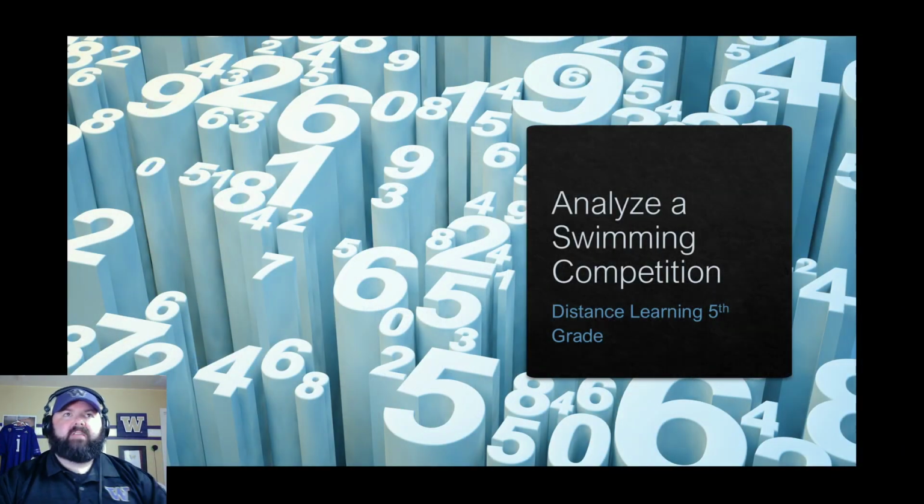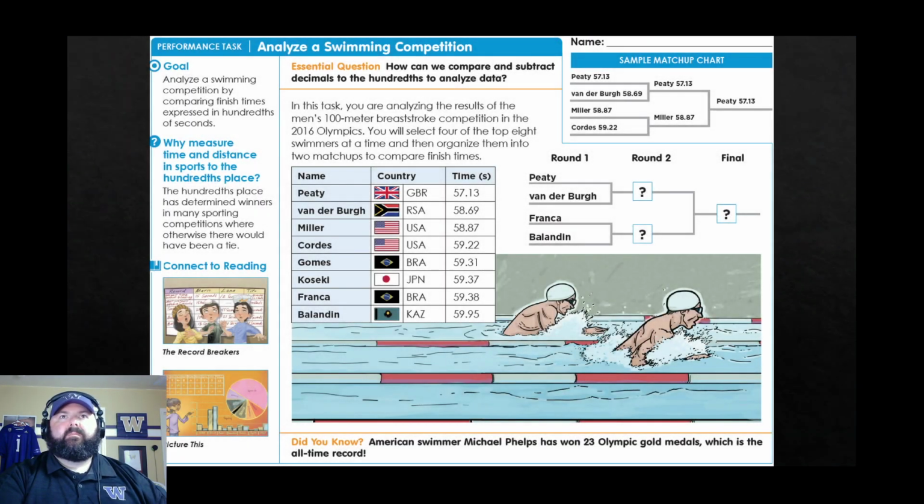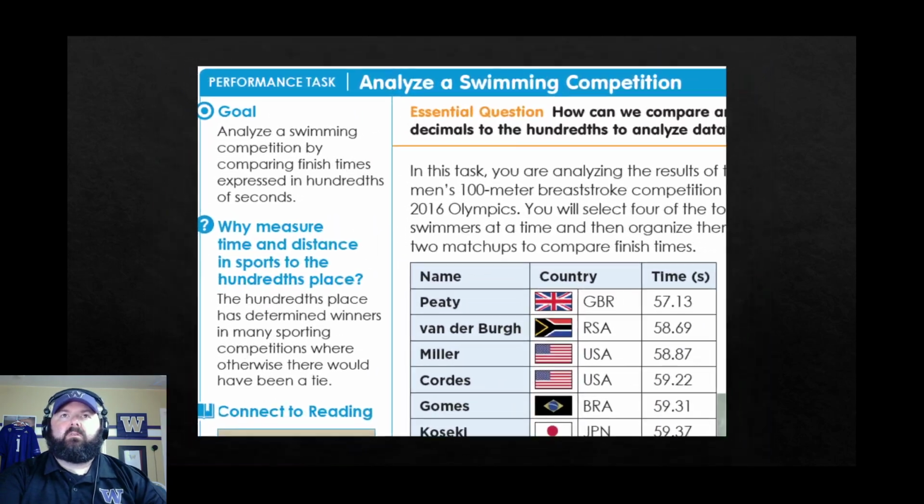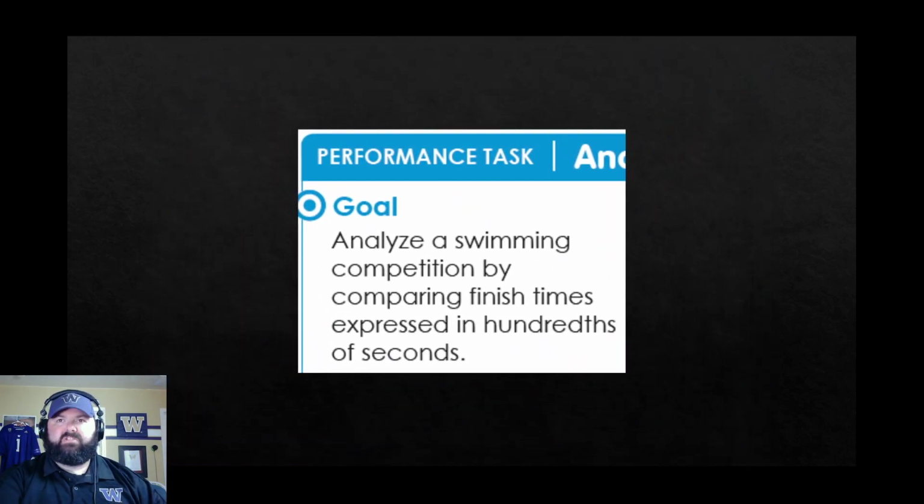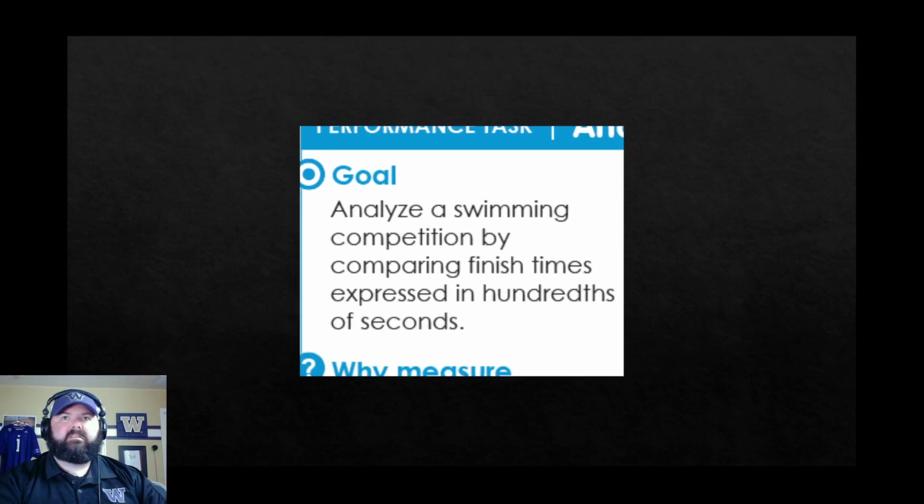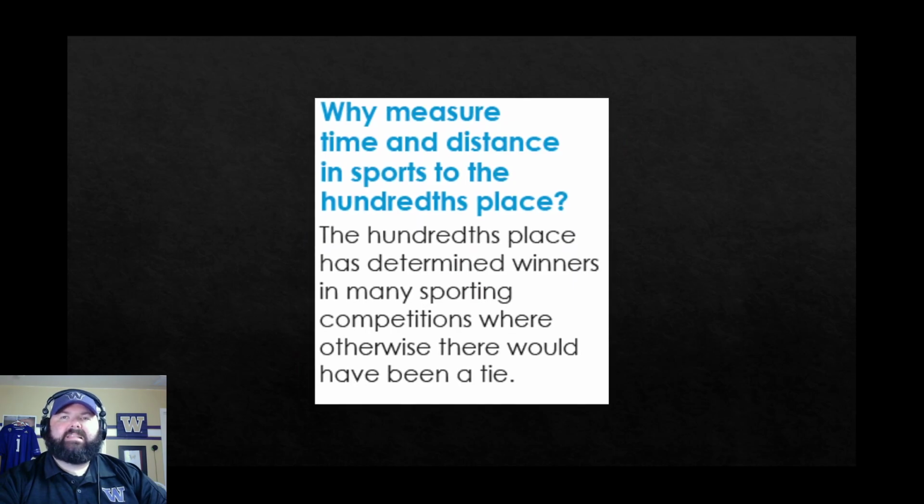Now, for our actual learning for our math today, we are going to be analyzing a swimming competition. Our goal is to analyze a swimming competition by comparing finish times expressed in the hundredths of seconds. Why do we measure time and distance in sports to the hundredths place? Well, it is because the hundredths place has determined winners in many sporting competitions, where otherwise there would have been a tie.